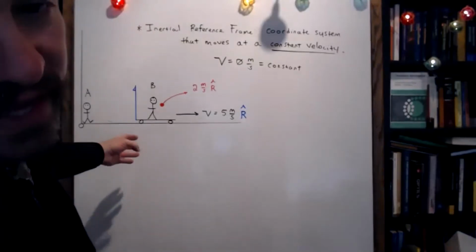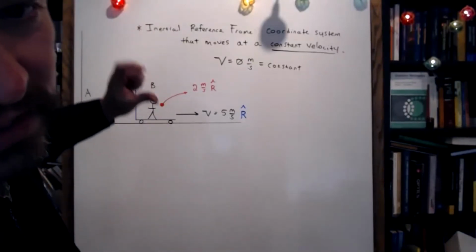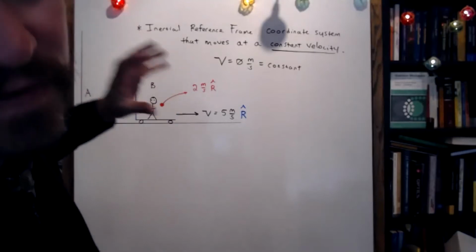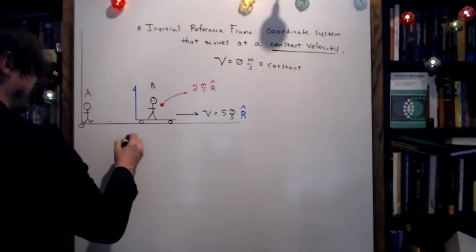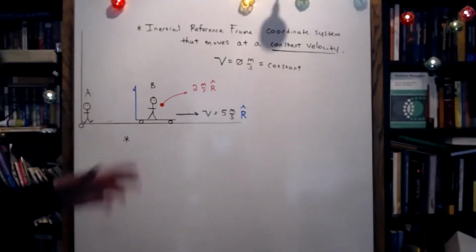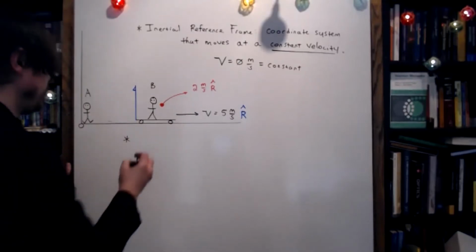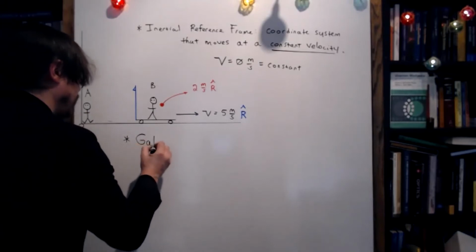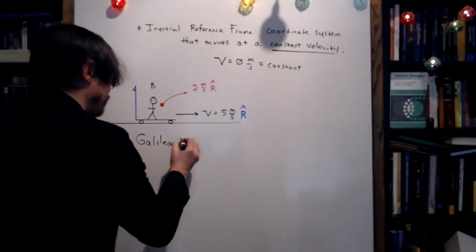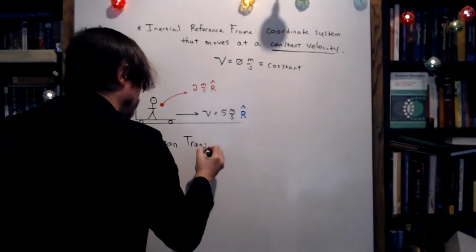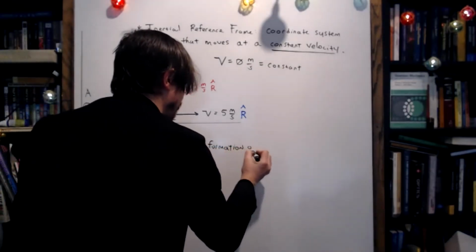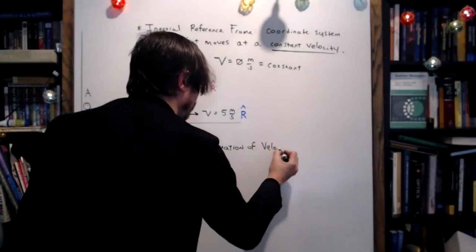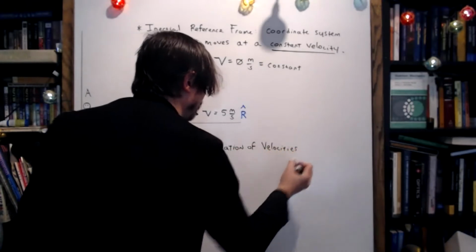What Devin just did there is a concept in physics called the Galilean transformation of velocities. It's another key vocabulary term that you need today. It was invented or described first by Galileo. The Galilean transformation of velocities.